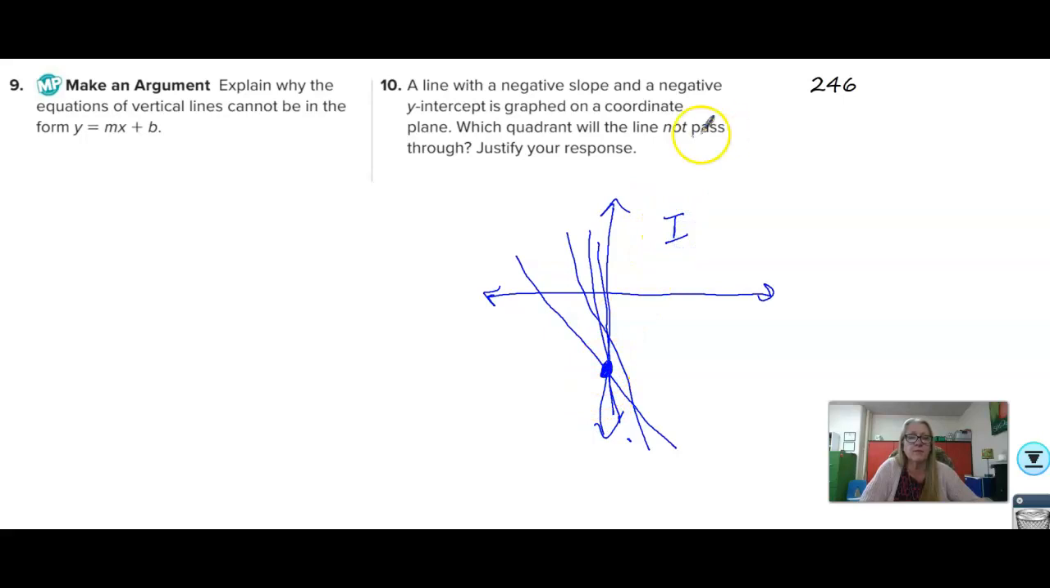Okay, because once it reaches here, it's a vertical line. Okay. And a vertical line is undefined. It's just x equals something. And we know it can't be undefined because they told us that it had a negative slope. It has to have a negative slope. So it's got to go like this. See? For it to have a negative slope, so it's never going to go in that quadrant. That's interesting.